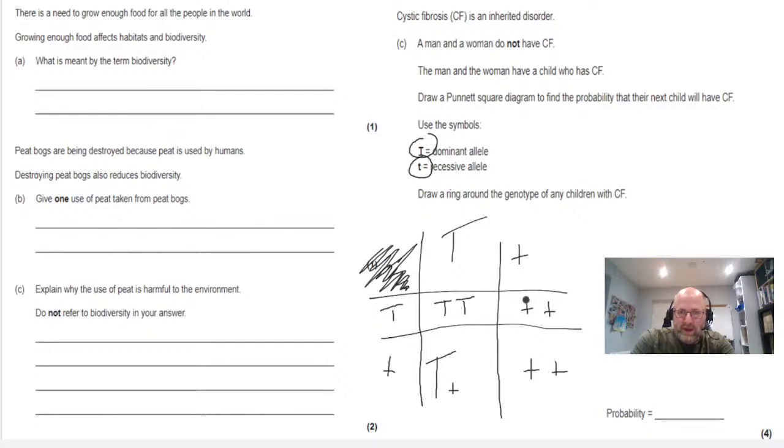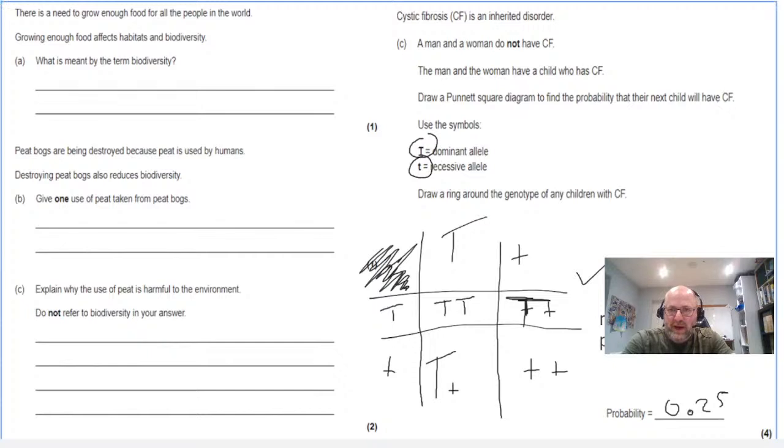Oh, how did I mess that up? Spot the deliberate mistake, guys. You will only get 3 marks for this. This is only worth 3 marks, even if I say 0.25. What have I not done? I've missed a mark. I missed the mark here. I missed the phenotypes. Please, please, please remember phenotypes.